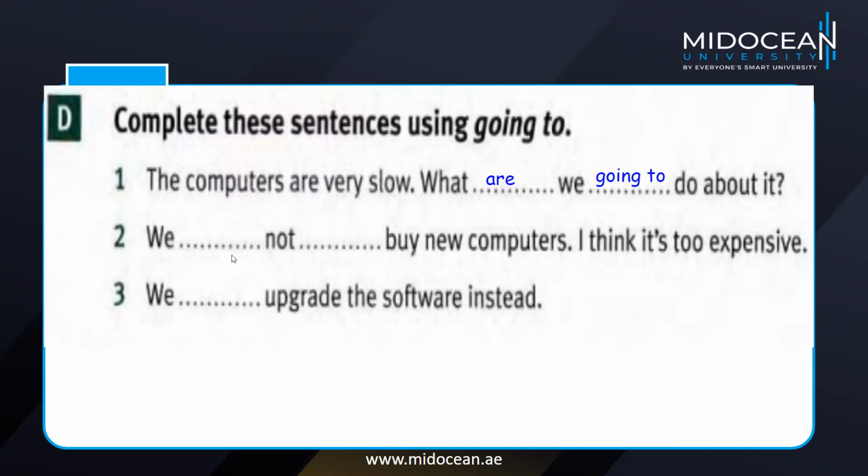Here we have a negative sentence, with not. So I use am, is or are plus not plus going to plus the verb in the infinitive. With we I use are. So we are not going to buy new computers. I think it's too expensive.